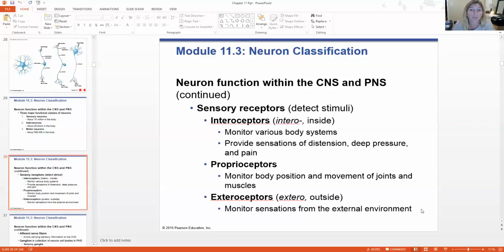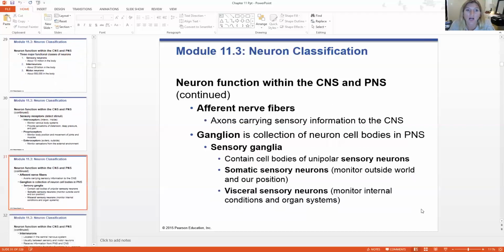Exteroreceptors are monitoring our external environment. When I mentioned sensory receptors, that's probably what you thought of. You thought of hot, cold, right? Those are all exteroreceptors. So you have afferent nerve fibers. These are axons that are carrying sensory information into the central nervous system. They are arriving, afferent arriving, all right? A lot of students like to think afferent away. Afferent is arriving at the central nervous system. So it's the opposite of what you're probably thinking.